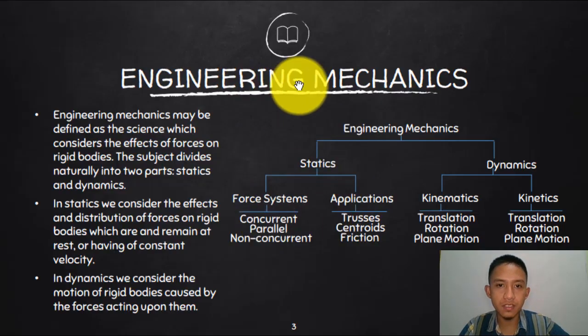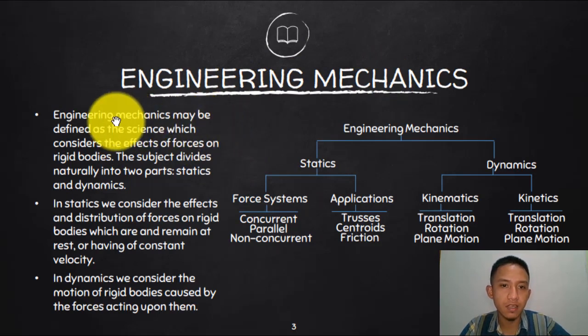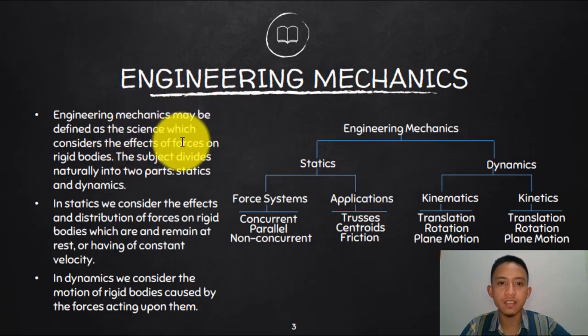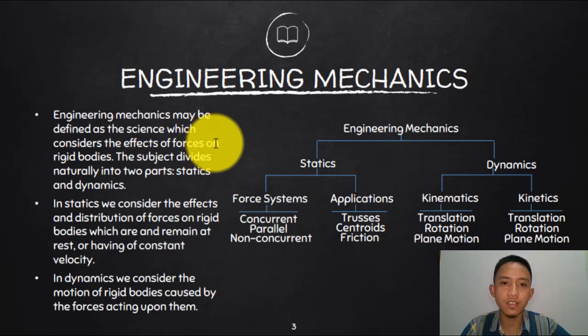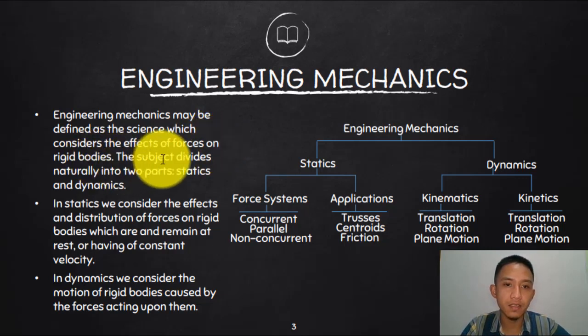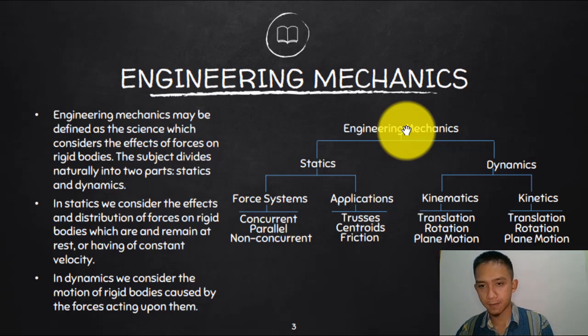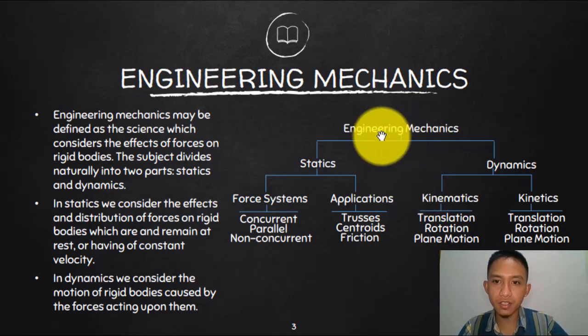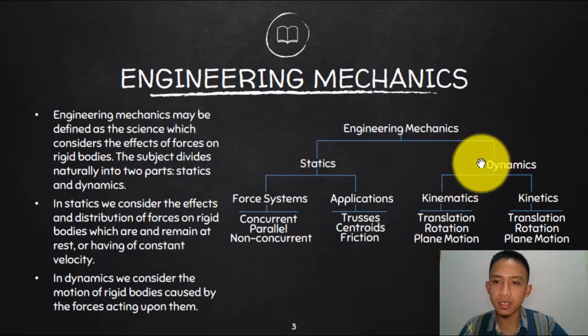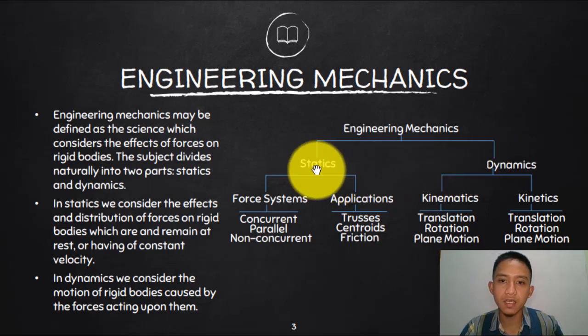So this is your engineering mechanics. Engineering mechanics may be defined as the science which considers the effect of forces on rigid bodies. The subject divides naturally into two parts, statics and dynamics. If you look at the diagram, engineering mechanics is subdivided into two branches, statics and our subject right now, dynamics. Statics, you already finished before, isn't it? That is your statics of rigid bodies, or MECH 1.